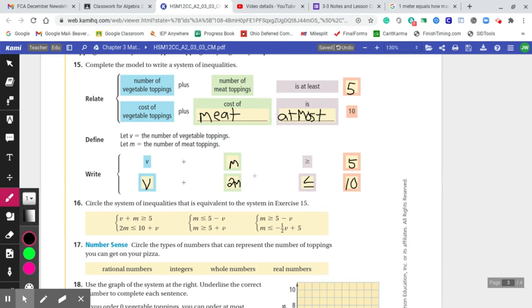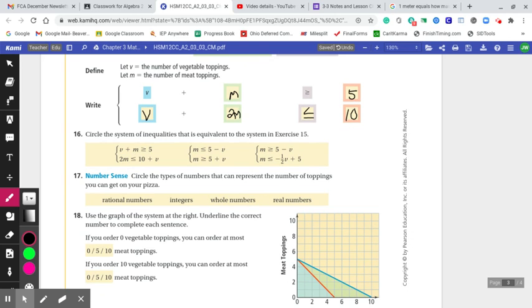So we're just following on the notes here. Circle the system of inequalities that is equivalent to the system in exercise 15. And so it's actually going to be this one right here, and it looks exactly like the one above. So you're going to solve for M here. So you can graph it, you need a variable by itself. This M by itself is less than or equal to 5 minus V. So you're going to subtract V from each side to solve that inequality.